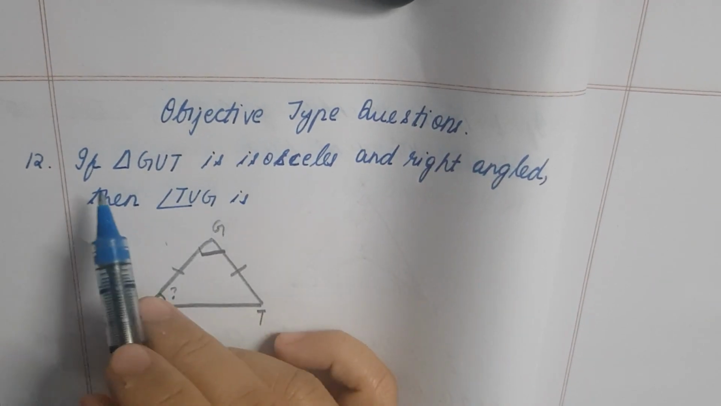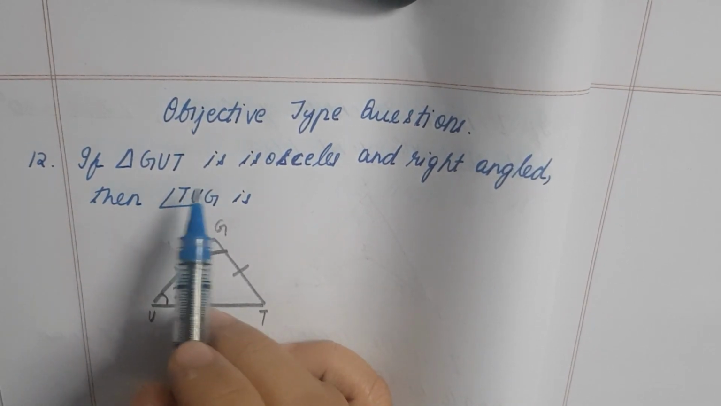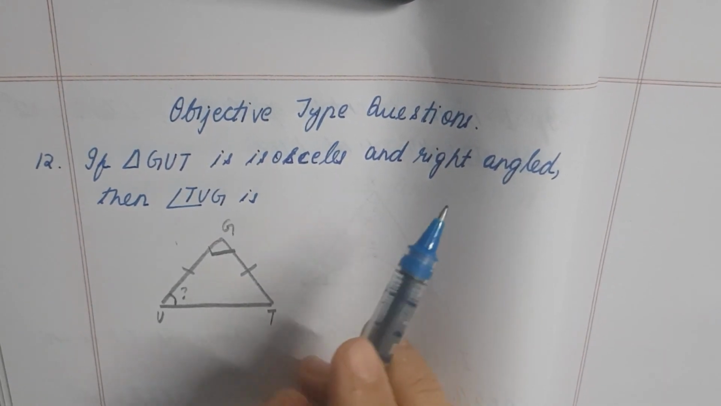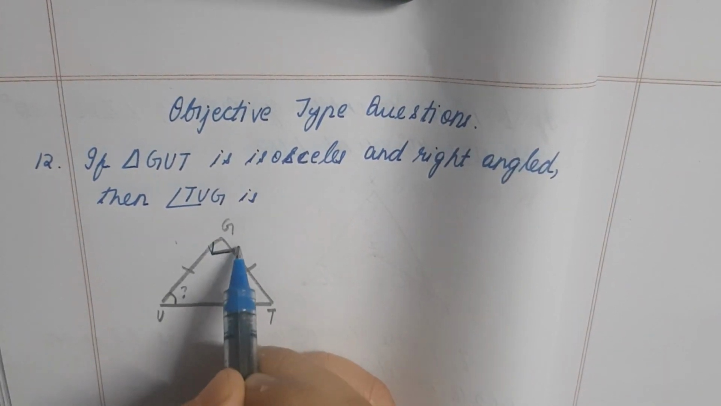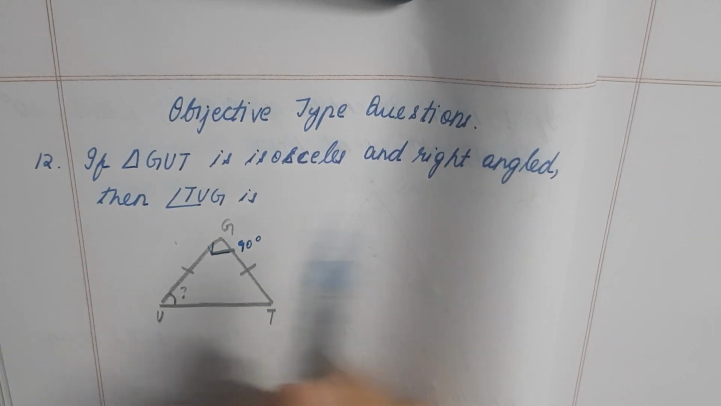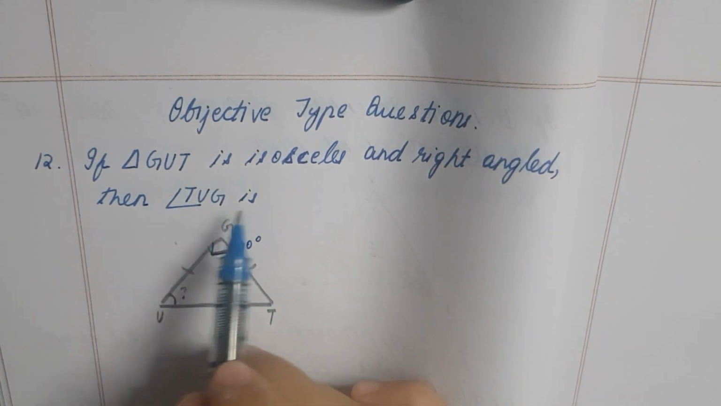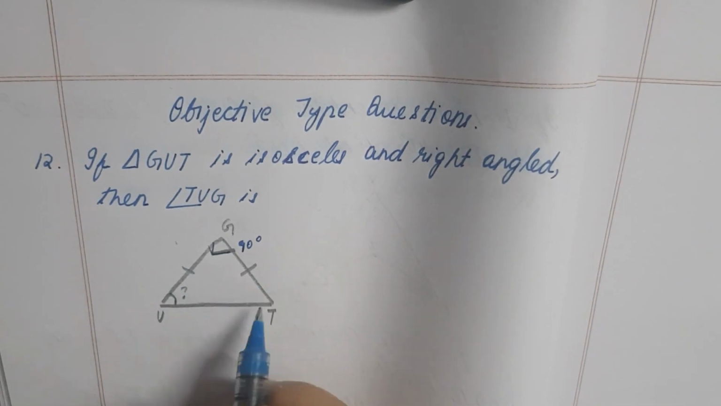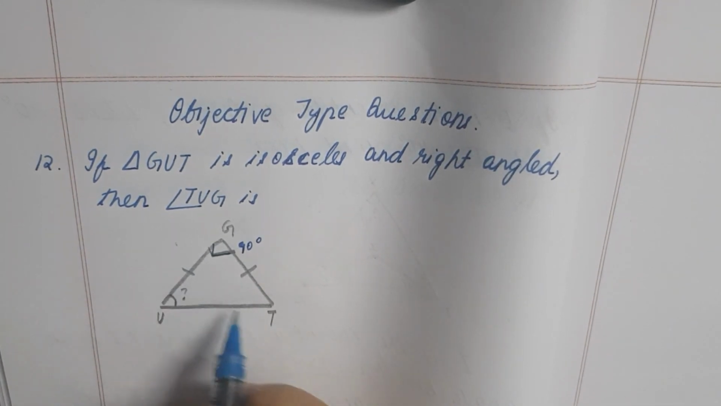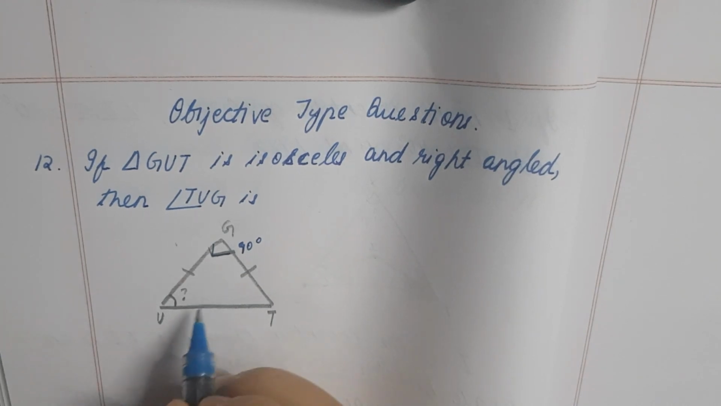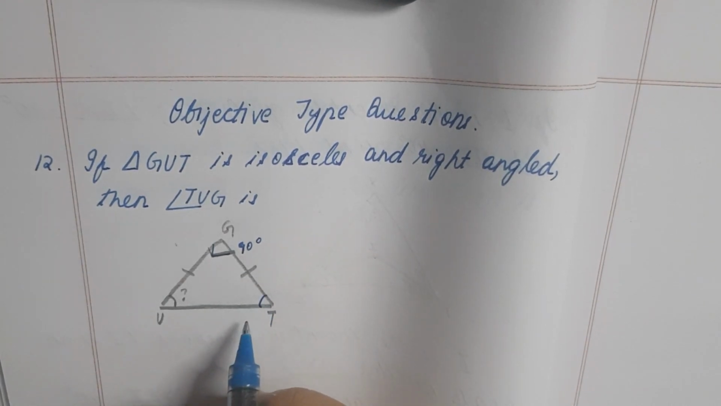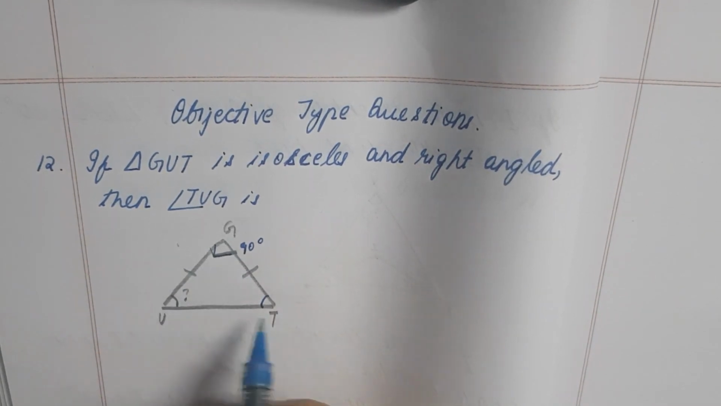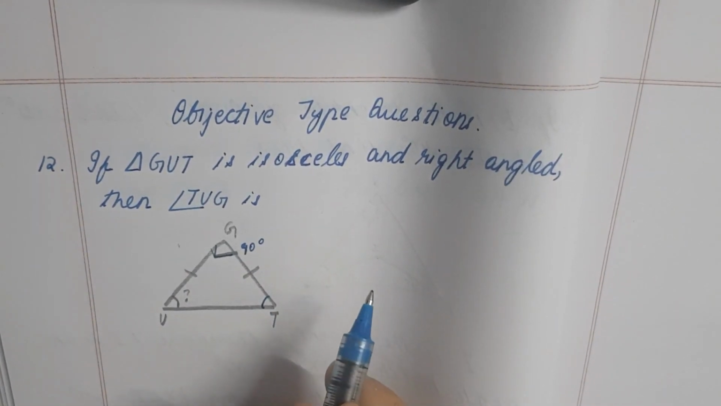That question, sum number 12. If triangle GUT is isosceles, that is two sides are equal and right angled, so G is a right angle, so this is 90 degrees. Okay, then triangle TUG is, so if the sides are equal then the opposite angles are also equal. So these two angles will be the same. Okay, so we know that one angle is 90 degrees. So once we find this, we can automatically find angle T also, right?